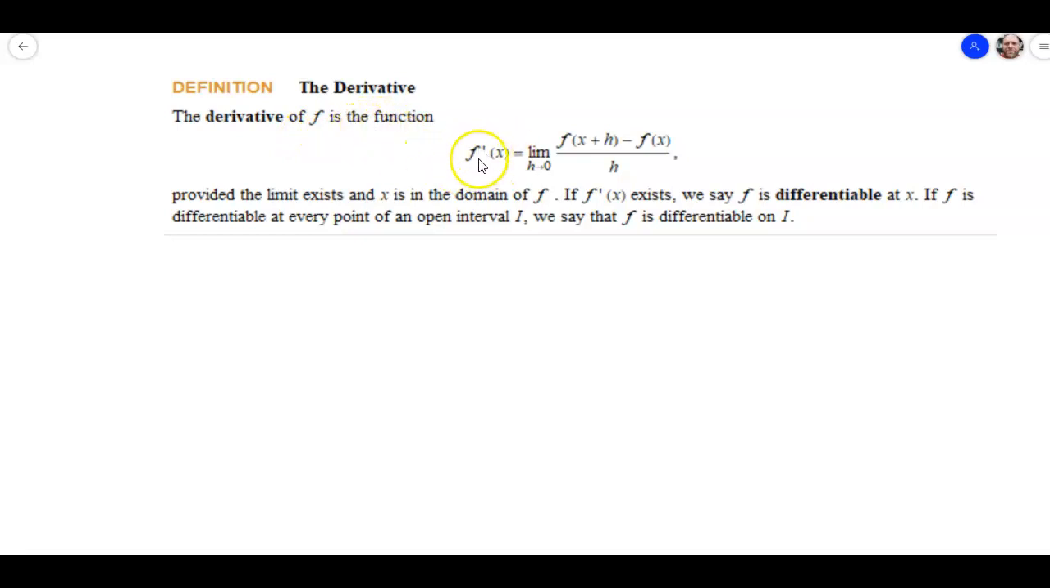So the derivative of f is the function f prime of x, that means the derivative with respect to x, is equal to the limit as h approaches 0. Remember, that's the distance between your two x values. Of f of x plus h minus f of x, that's the difference of your two y values, all over h. And we showed last time how we really had a plus h minus a, and the a's would cancel out there, just leaving us the h on the bottom here. And this says, provided the limit exists and x is in the domain of f, if f prime, the derivative, exists, we say f is differentiable at x.